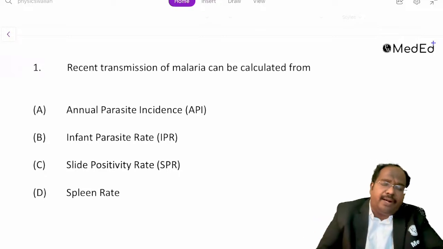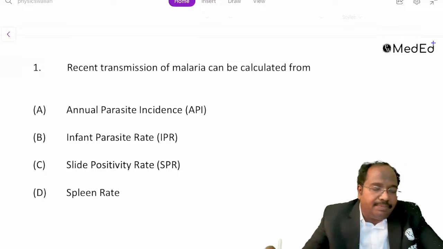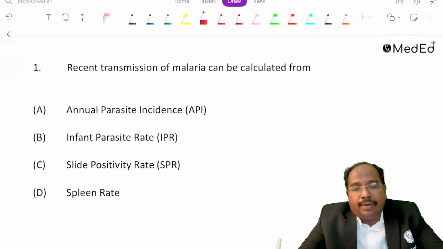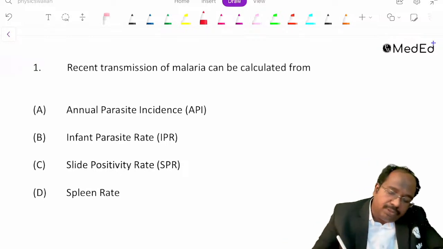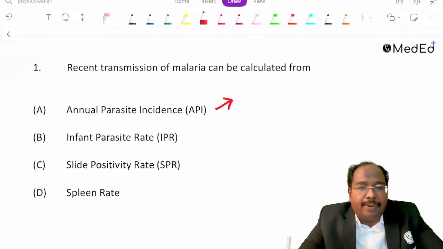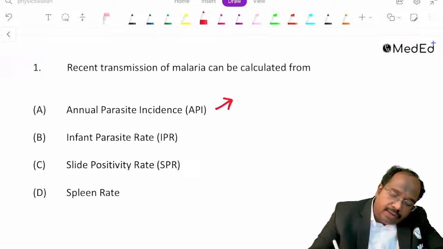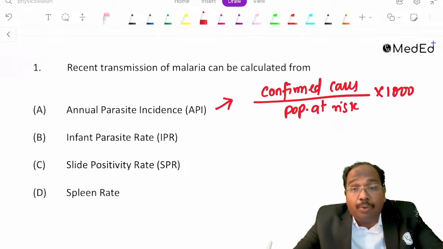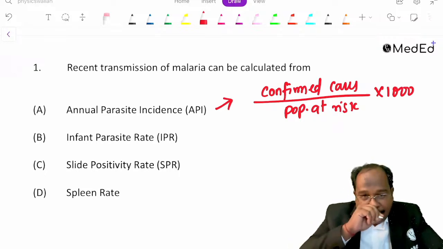Recent transmission of malaria can be calculated. These are some indicators for malaria that we are going to use for malaria elimination. The first most important is annual parasite incidence: confirmed cases by population at risk, multiplied by 1000. This is the most important indicator. Confirmed cases of malaria by population at risk.